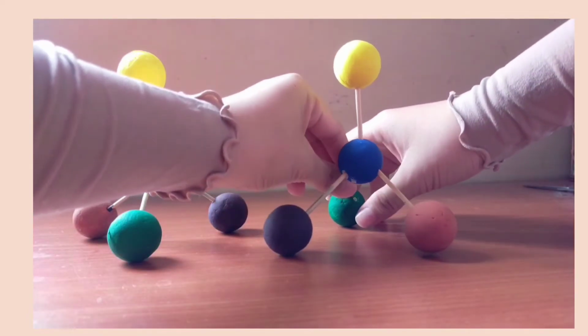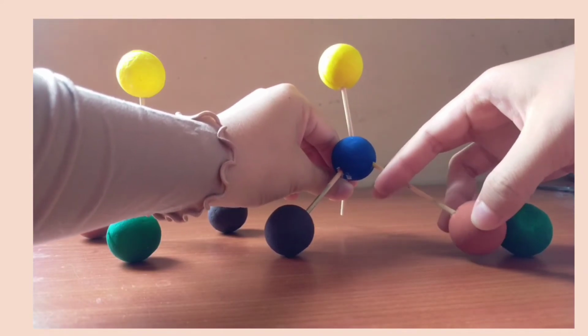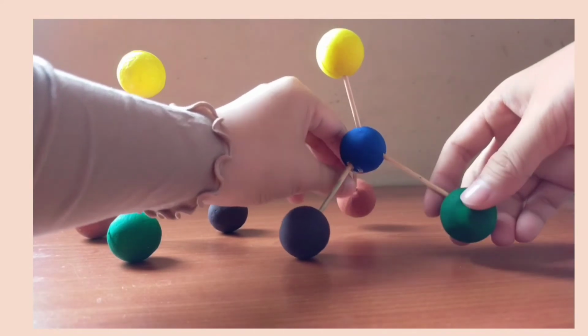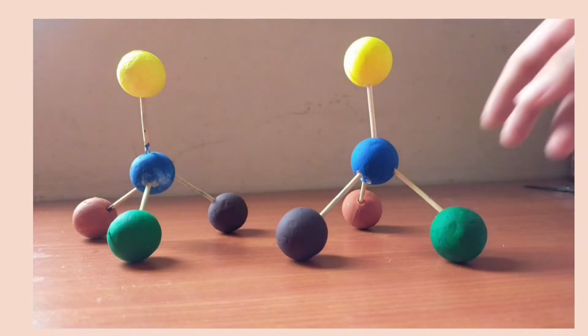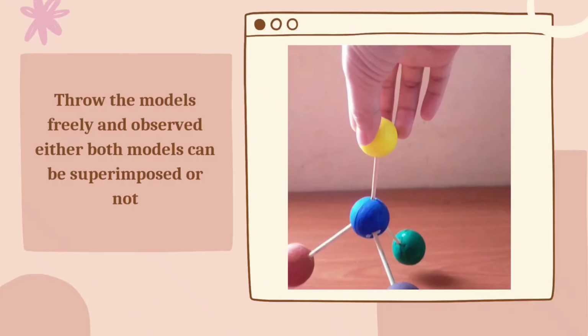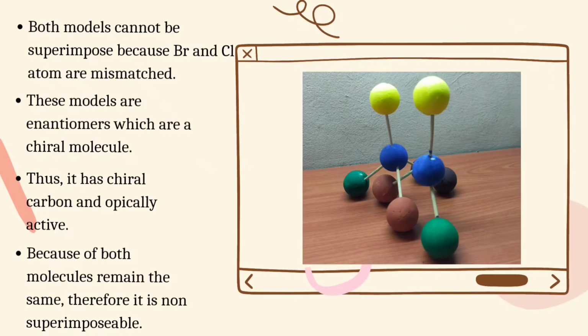To produce the mirror image, the bonds must be broken and reformed. Thus, the mirror image of the first model can be produced where the locations of fluorine, bromine, chlorine, and hydrogen are the same. Next, we need to exchange two atoms in one model. In this case, we change the positions of the bromine atom and chlorine atom. Then, we throw both models freely and observe whether these two can be superimposed or not. Both models cannot be superimposed because the chlorine and bromine atoms are mismatched after the exchange.